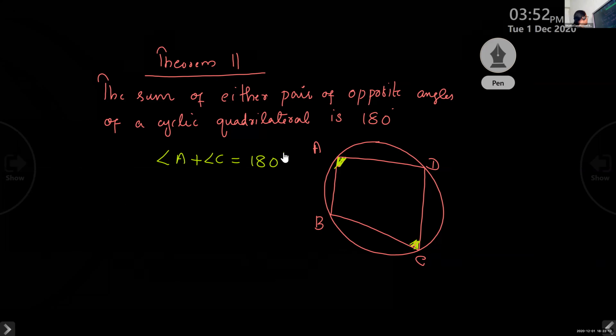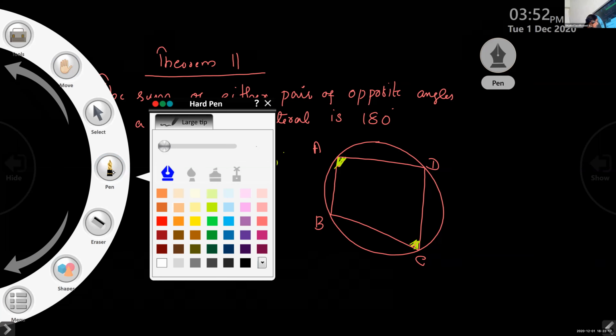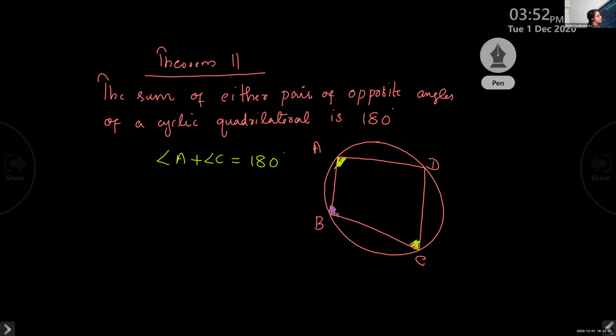So this is a speciality of cyclic quadrilateral. Similarly, if you take the other pair of opposite angles, that is angle B plus angle D, when you add, you will get the same 180 degrees. This is the important property of cyclic quadrilateral. Did you understand, children? Yes, ma'am.